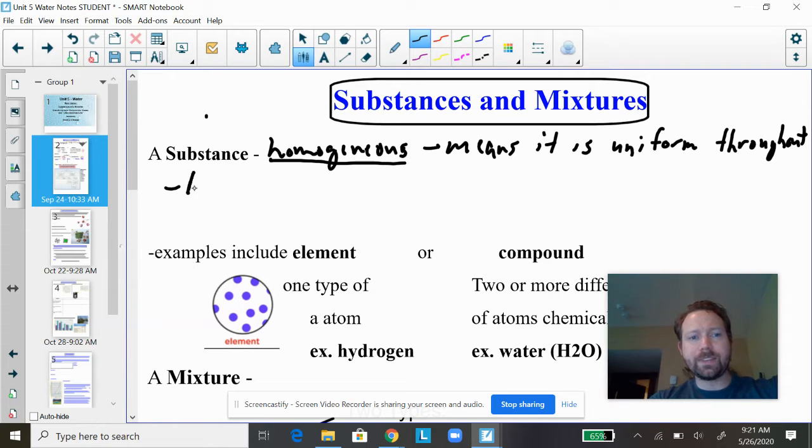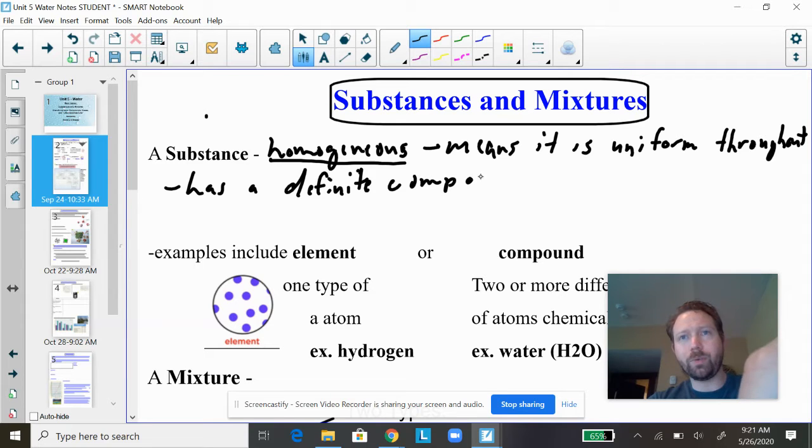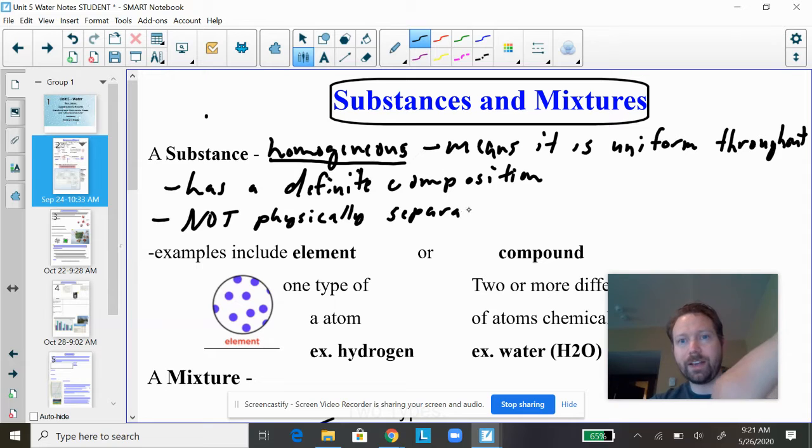It also has a definite composition, meaning that we have a particular chemical formula for water, and that does not change. The last thing is that it is not physically separable. Certainly we can separate water, but physically we can't do that with like a sieve or something. We have to add electricity or a lot of energy in order to break the chemical bonds between hydrogen and oxygen.